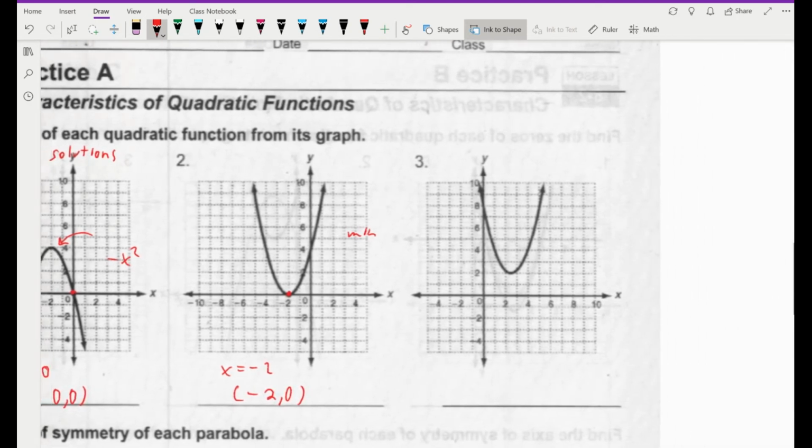Number 3, now this graph has no x-intercepts because it does not cross the x-axis. So for the x-intercepts, you would write none. Or you could write no solution. Later in math, you will learn that these kinds of solutions are called imaginary solutions. When you get into your other math classes, higher algebras and geometries and pre-calculus, you'll hear this word imaginary a lot.